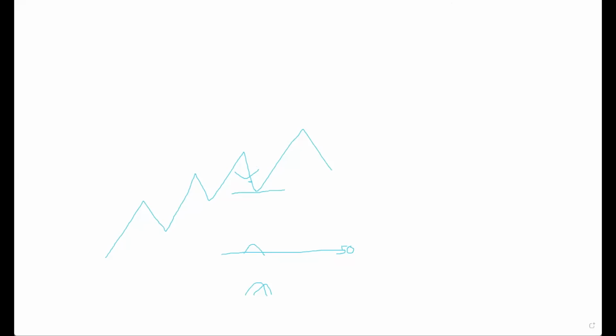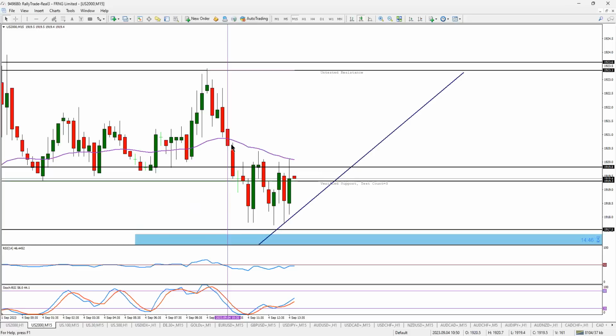Here, look at it. It closed below. This candle closed below this moving average. Your RSI is below 50. And your stochastic RSI is also crossing downwards in the direction of the what? Of the RSI. Okay? Look at it.